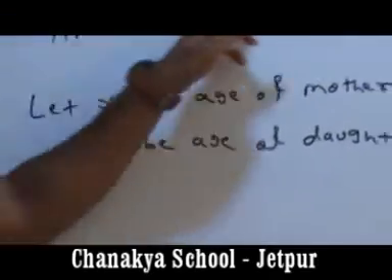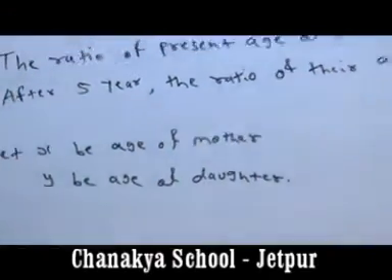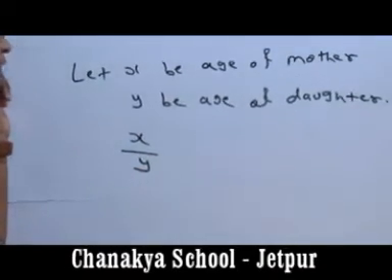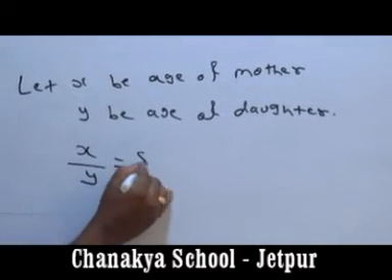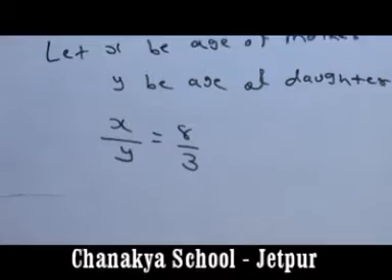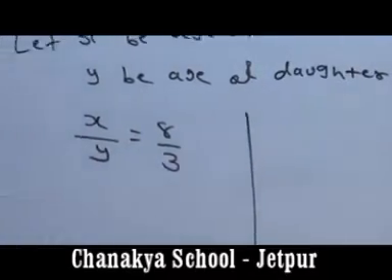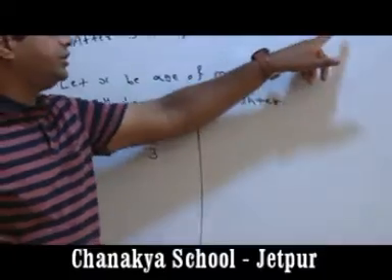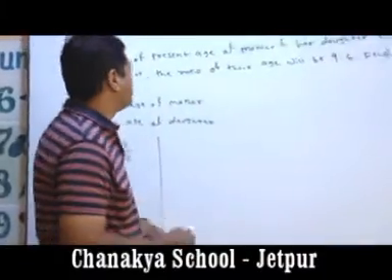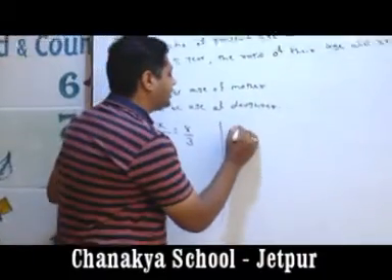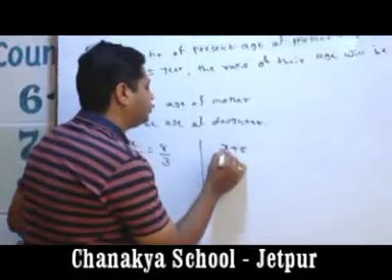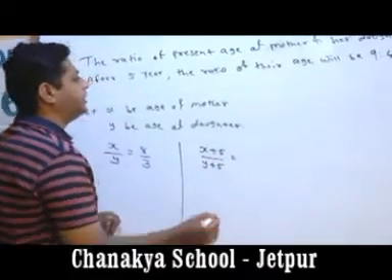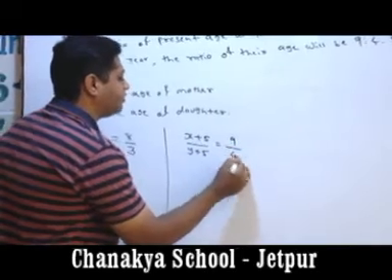Okay students, the ratio of present age of mother and daughter is 8:3. Therefore, taking the ratio, x by y equal to 8/3. Now converting next statement into equation. After 5 years, the ratio of their ages will be 9:4. Students, after 5 years means adding 5 to x as well as adding 5 to y. After 5 years, the ratio will be 9:4, that is 9/4.